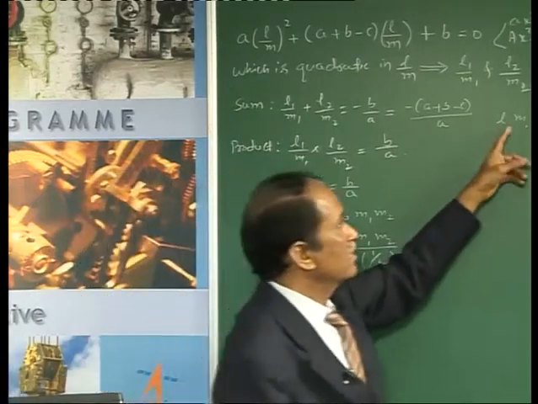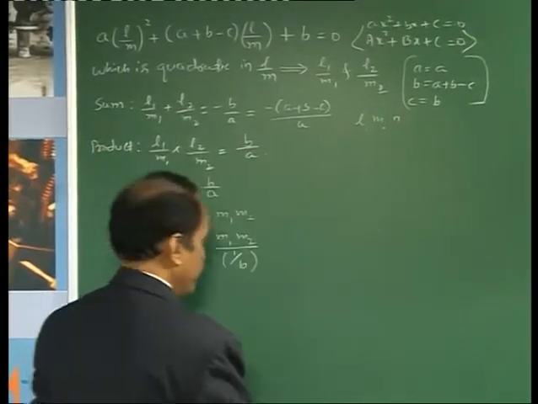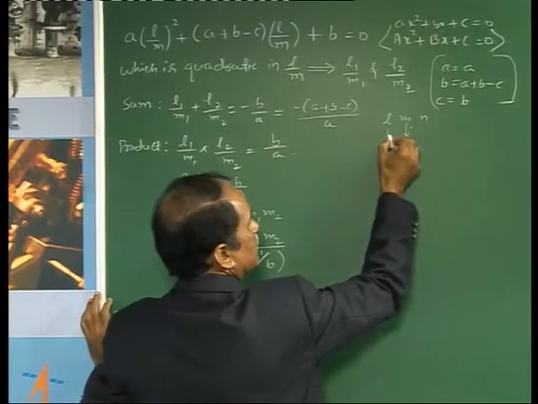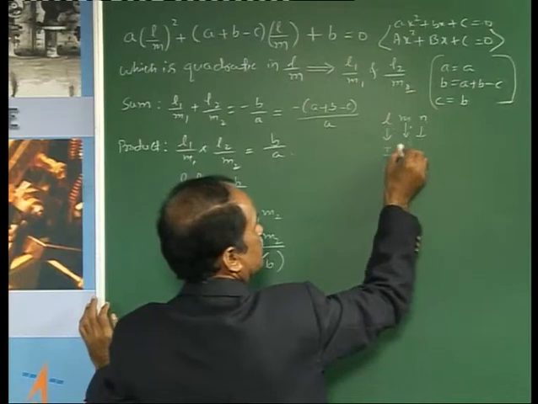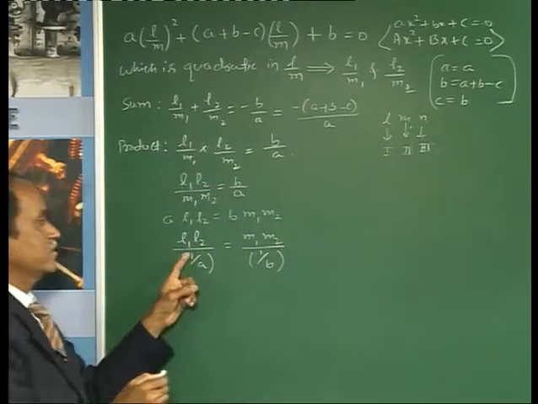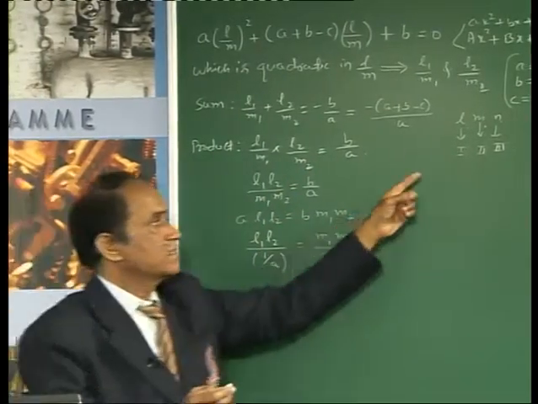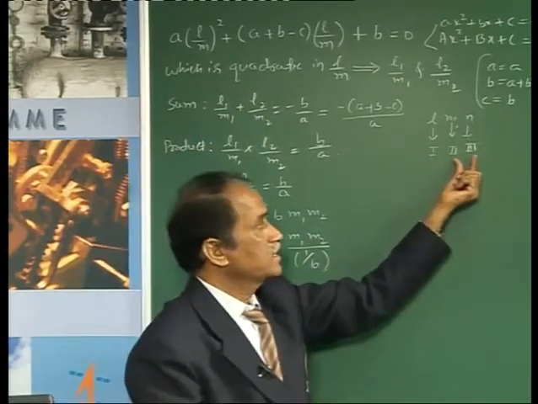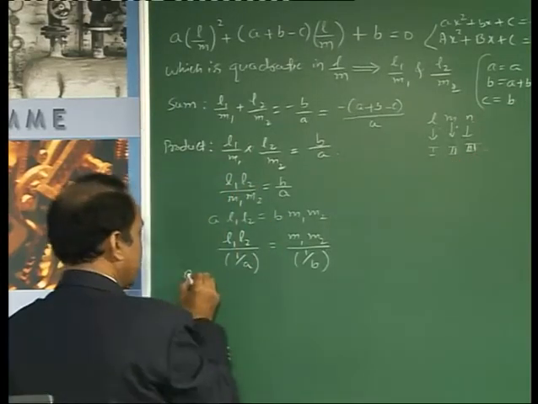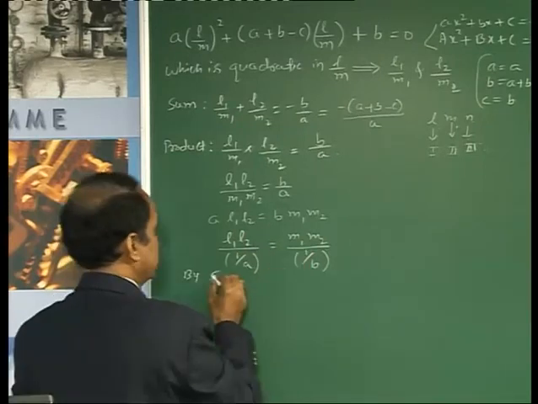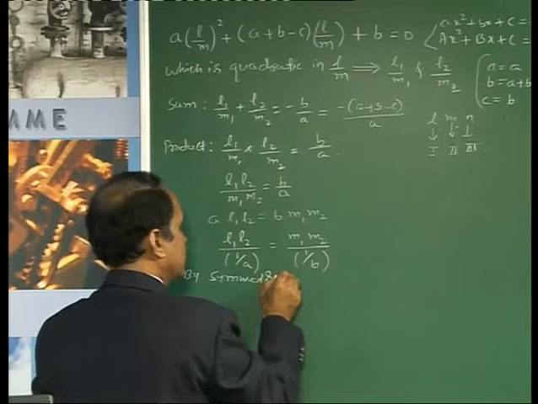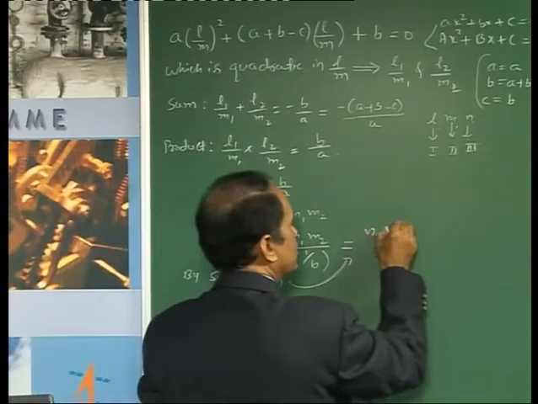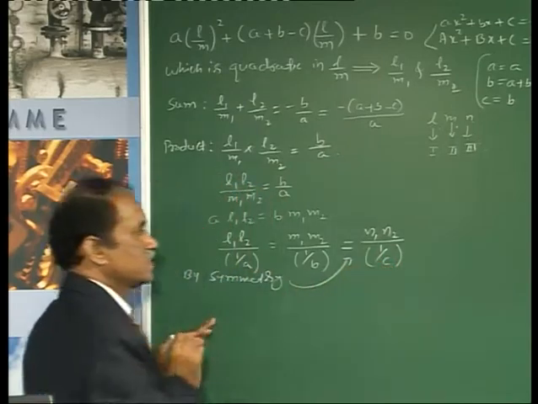So in the cyclic order, if I take L, M, N in this order, I have derived the relation between L and M, that is, first and second. Similarly, if you change this equation in terms of M and N, eliminating L, you will get the relation between second and third. Therefore, by cyclic order, otherwise symmetry, you can derive, I am writing directly here, N1 N2 divided by 1 by C.